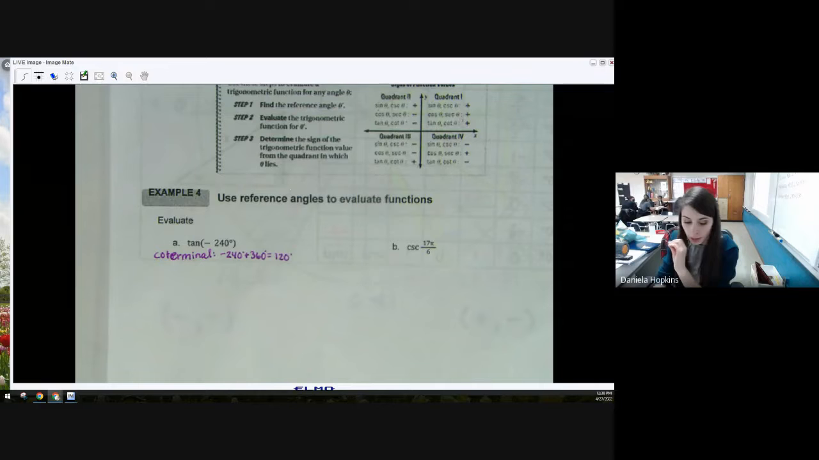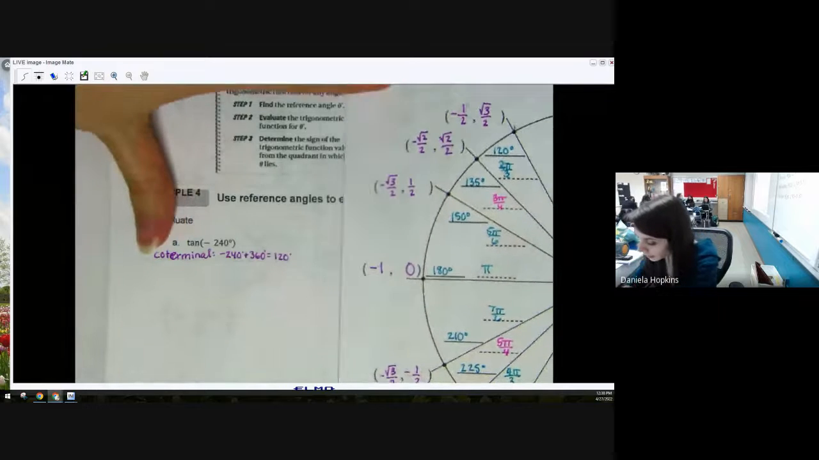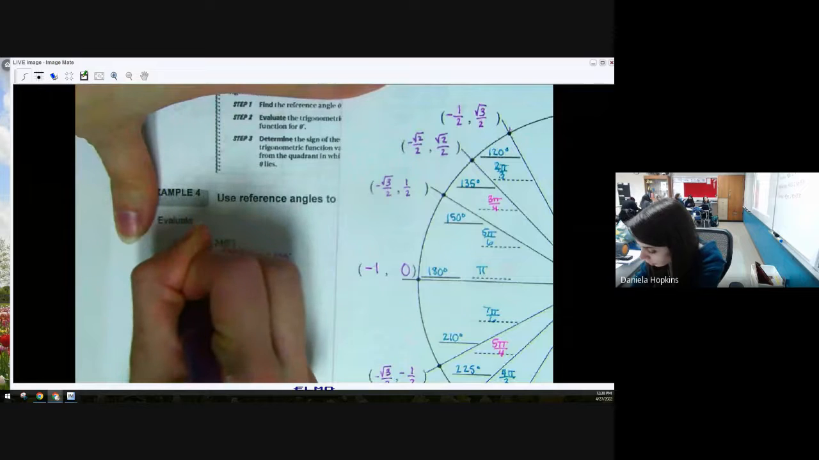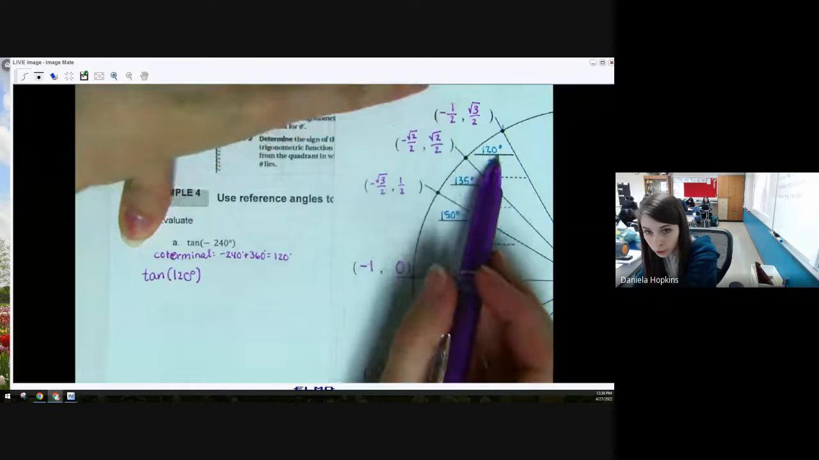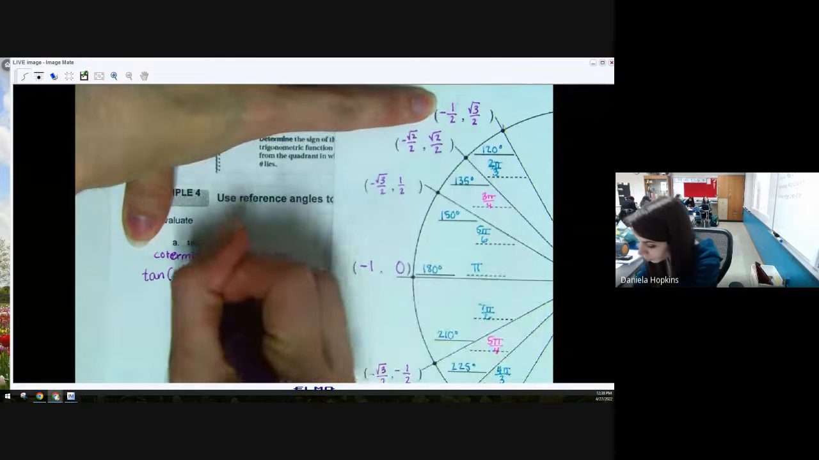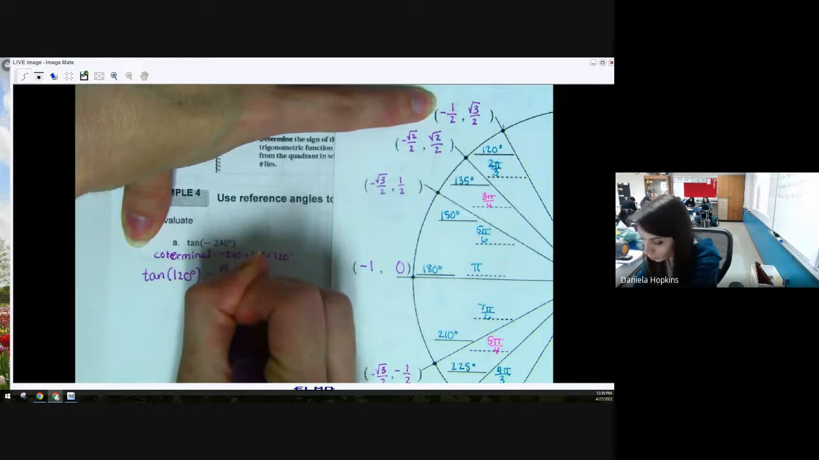Okay, so if it's 120 degrees, if I have my unit circle all the way memorized or I have access to it, finding tangent of 120 is just you take tangent of 120 degrees. You look here at 120 degrees. Tangent by definition is y over x. So it'd be equal to the square root of 3 over 2 over negative 1 over 2.